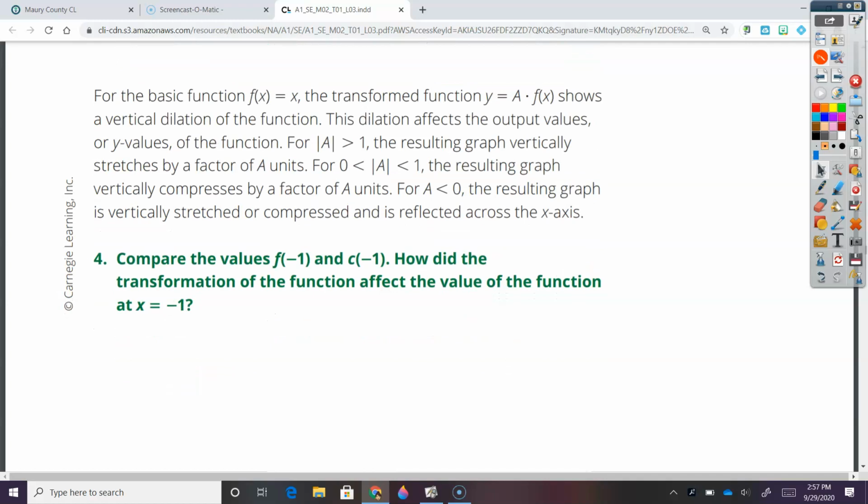Let's look at number 4. Compare the values of f of -1 and c of -1. How did the transformation of the function affect the value at -1? When f was at -1, we had an output of -1. When c was at -1, we had an output of 4. So we had a vertical dilation multiplying the value of the function at x equals -1 by -4.